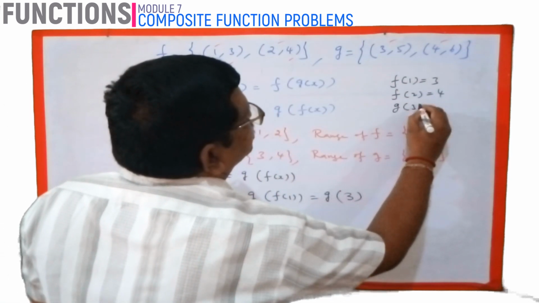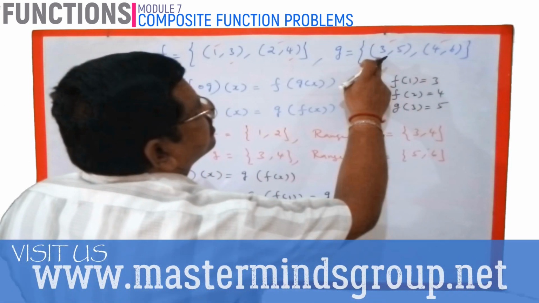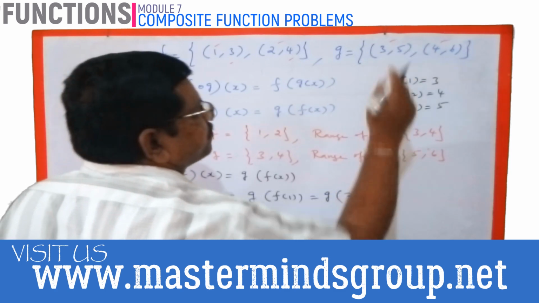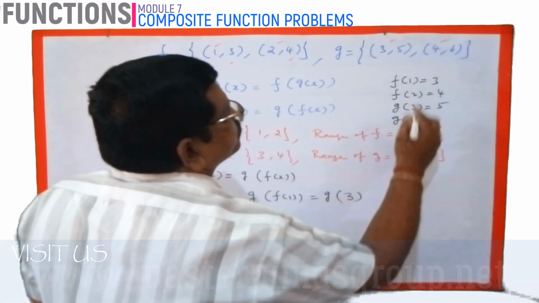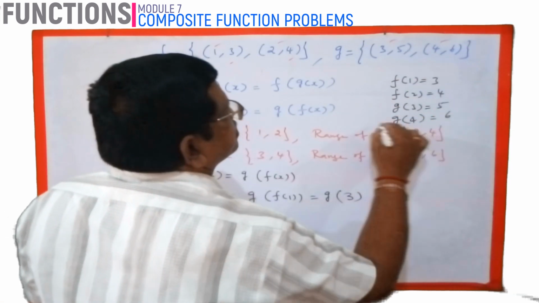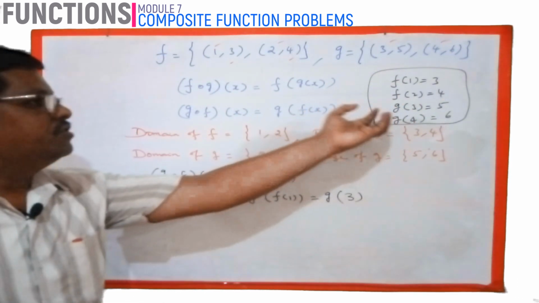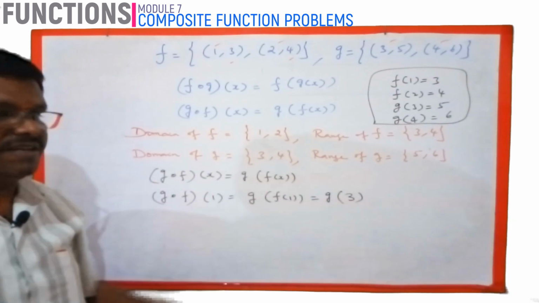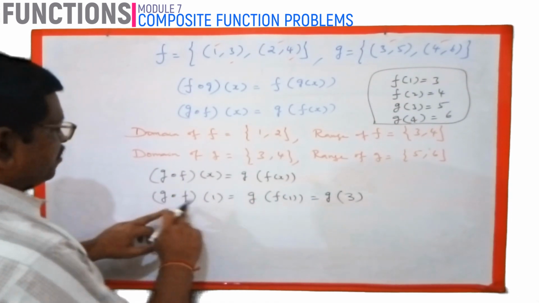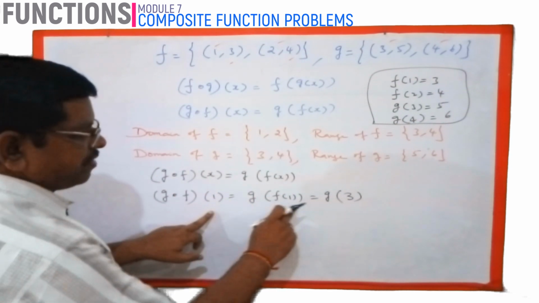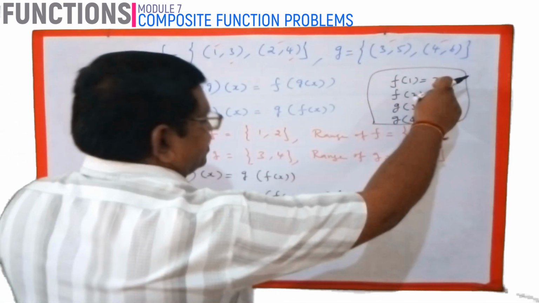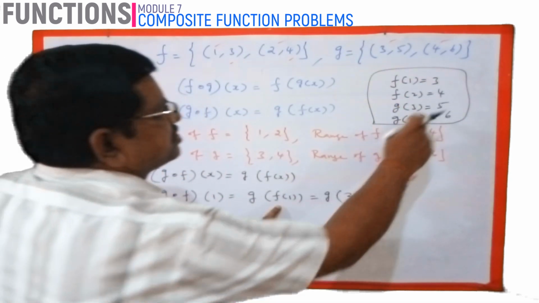Similarly, g of 3 is equal to 5, the image of 3 is 5. And g of 4 is equal to 6. These values are already found. Now we have to choose those values and substitute here. So g composite f of 1 is g of f of 1. Here f of 1 is taken as 3. So g of 3 is equal to how much? It is 5.